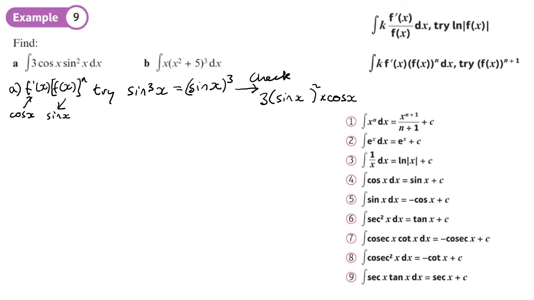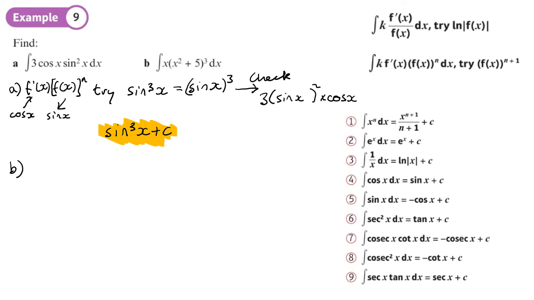So I can write my final answer as 3 sine... Oh no, that's the derivative, isn't it? I want the actual thing. So yeah, it's just going to be sine cubed x plus c. So that is A. Now let's do B.